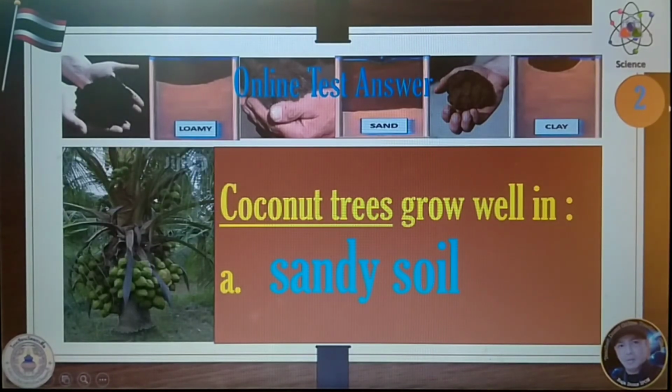Online test answer number 2. Coconut trees grow well in A. Sandy soil.